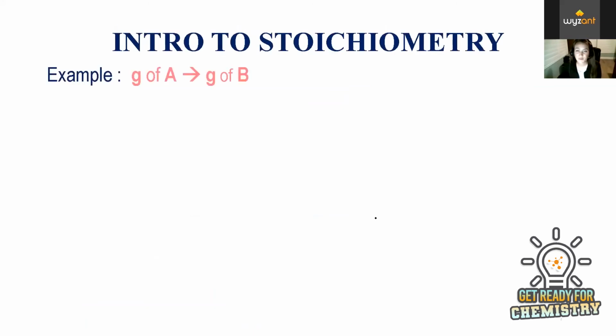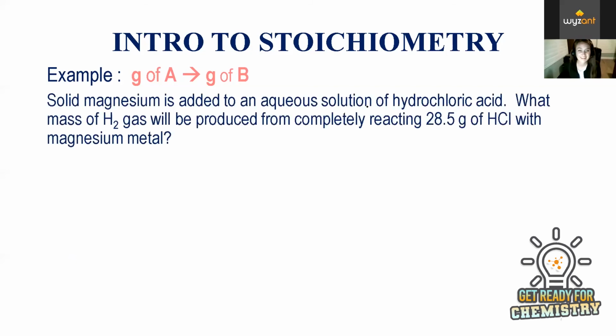So let's do an example, and then we'll be done for the night. One example of stoichiometry to get your brain moving again, and to remember what stoichiometry is and review it for the year. Okay, so here's our example.